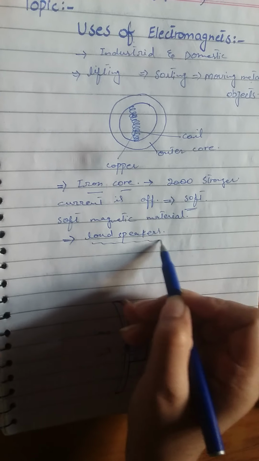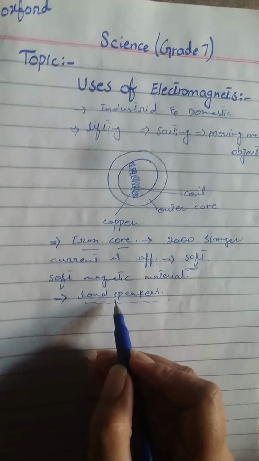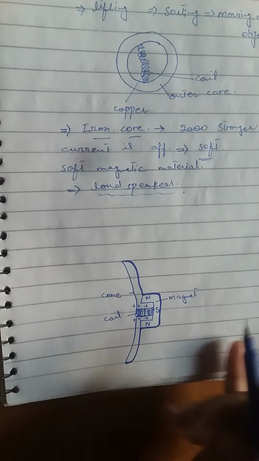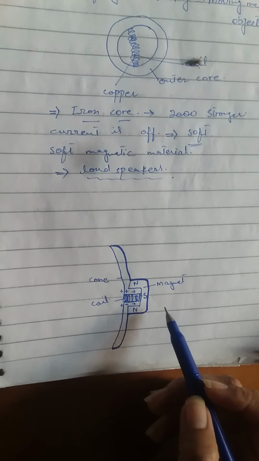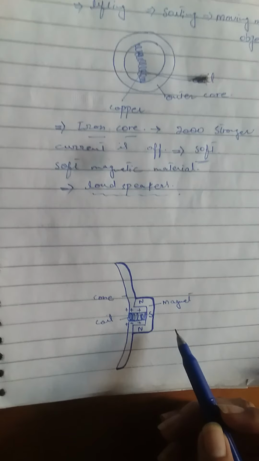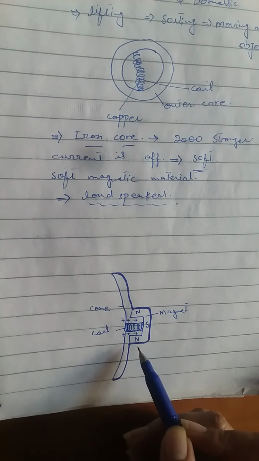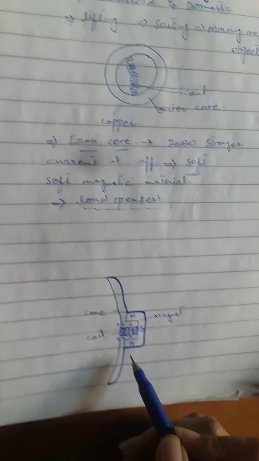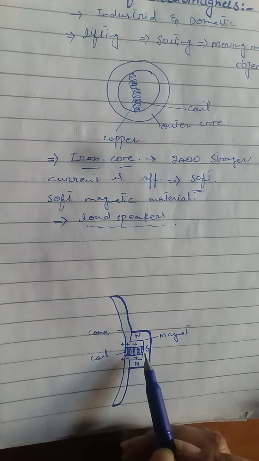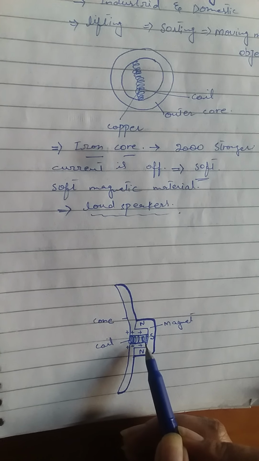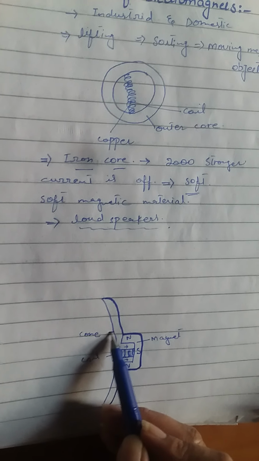Here I am explaining the loudspeaker. See this diagram of the inner side of a loudspeaker. In this loudspeaker, there is a permanent magnet shaped like a cylinder. It is fixed here and produces a strong magnetic field. In this magnetic field, we have a coil attached to this paper cone.